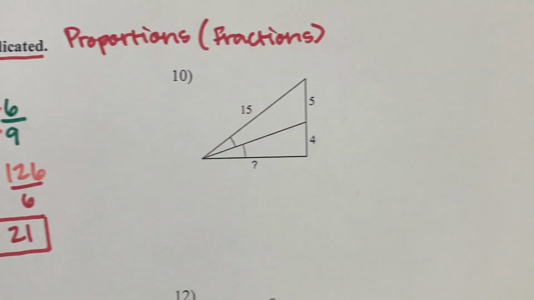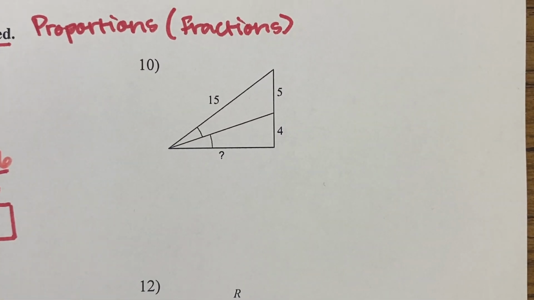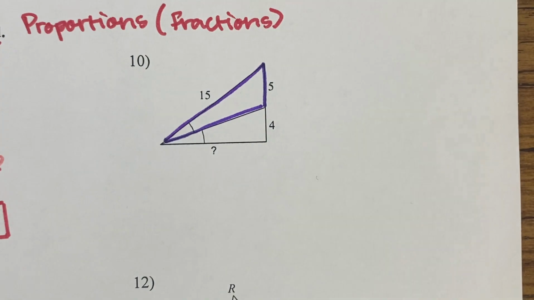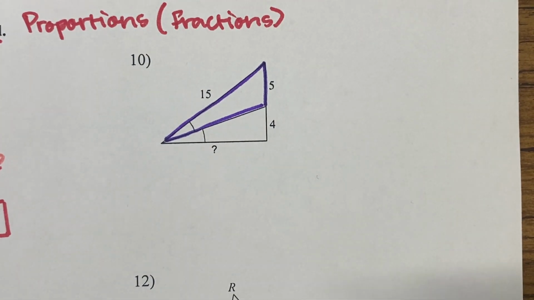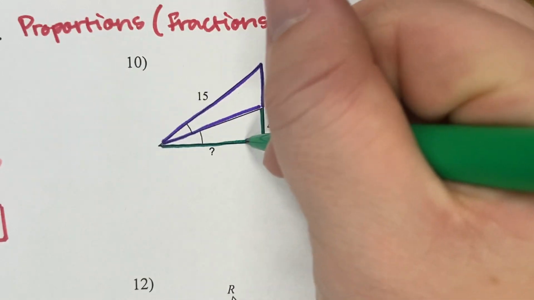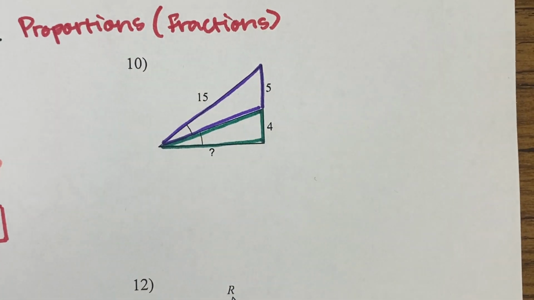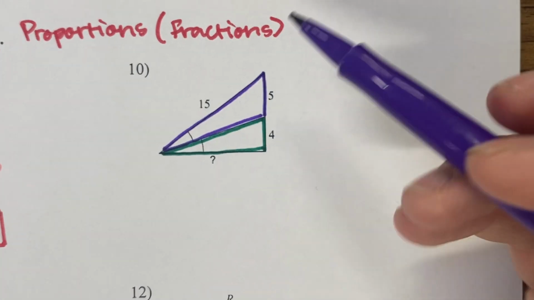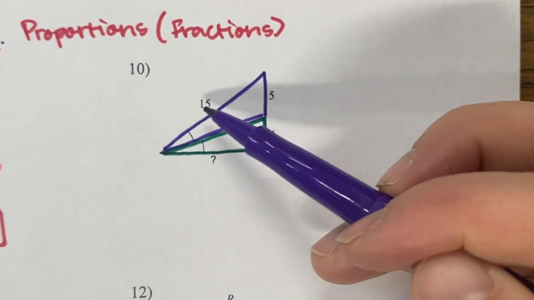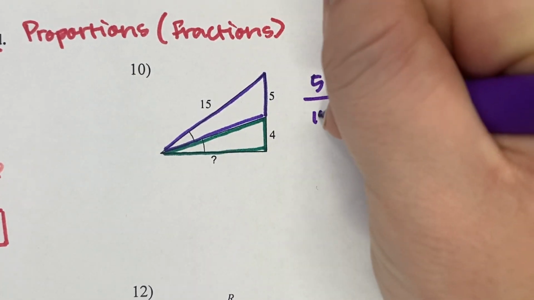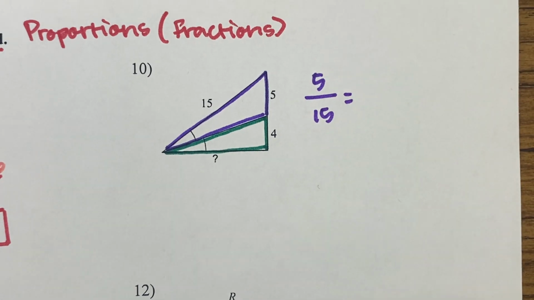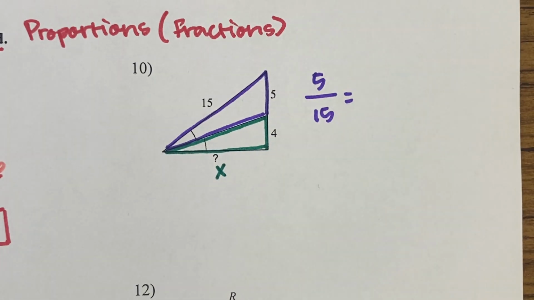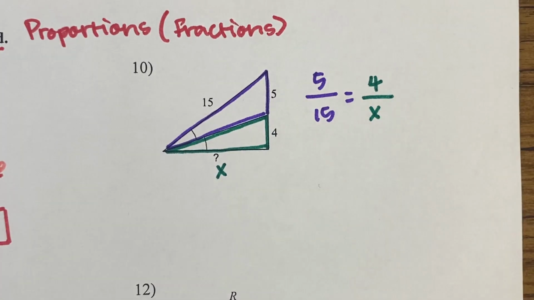Beautiful. Number 10. Okay, so again, I'm going to split this into 2 triangles. I'll do the top triangle as my purple triangle and the bottom triangle as my green triangle. Okay, now I need to set up the proportion following the same pattern on both triangles. So I'll go same thing, right over left. Okay, so for my purple, 5 over 15. Okay, equals, same pattern for my green triangle, right over left, we'll call that x again, 4 over x.